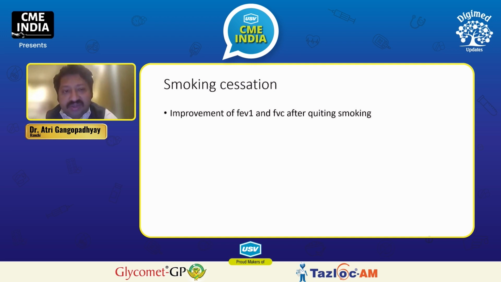Smoking cessation. FEV1 and FVC both worsen due to smoking, and after quitting smoking, both can get better. So this can serve as a warning for someone to quit. And after quitting, let's say after 3 months, you can do a repeat to tell whether you are getting better or not.